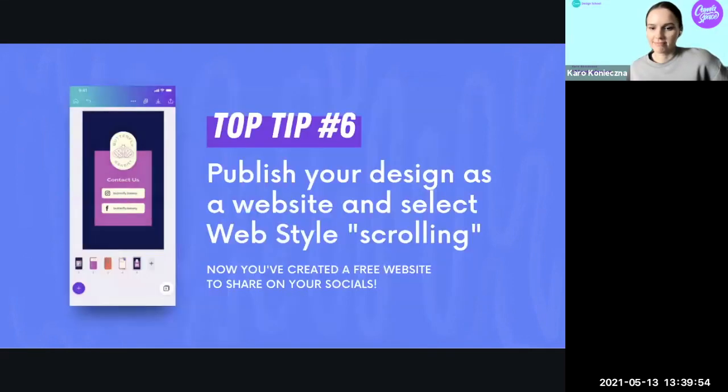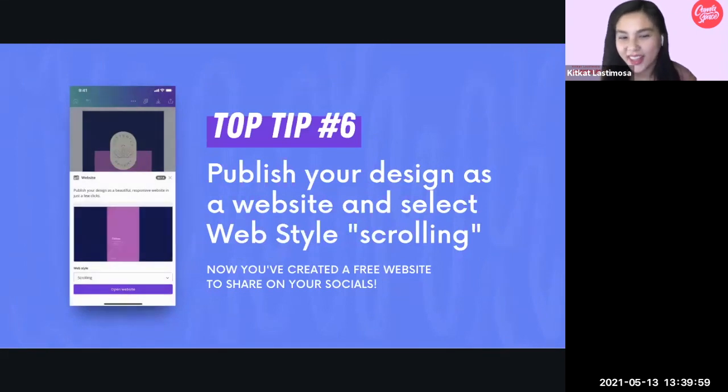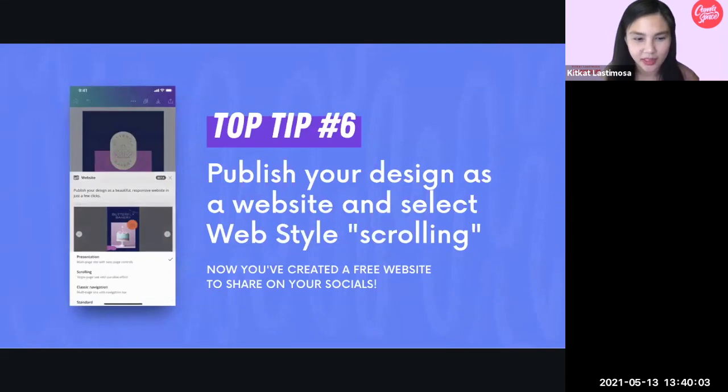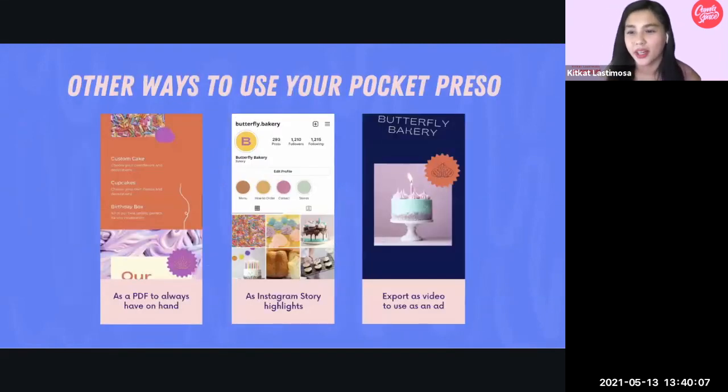Okay, so that's my tip. Publish your design as a website and select web style scrolling. And now you've created a free website to share on your socials. Here are my other suggestions for how to use your Pocket presentation.